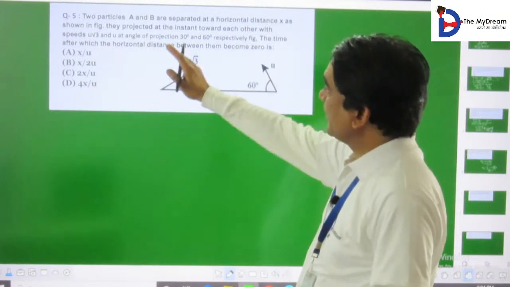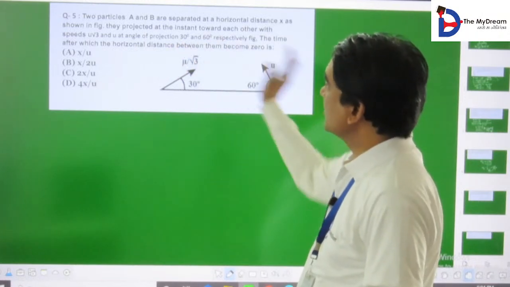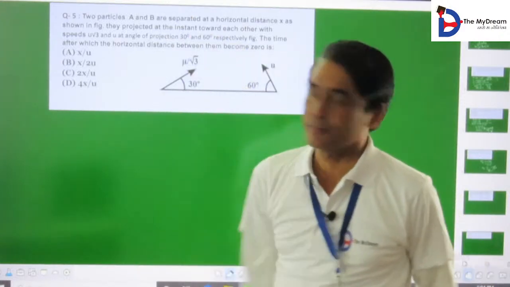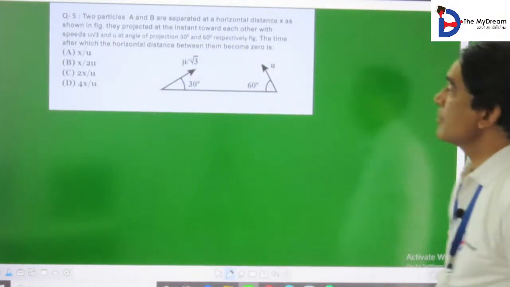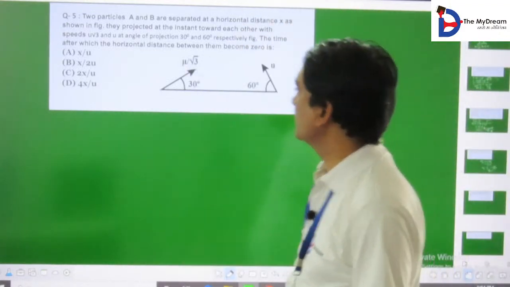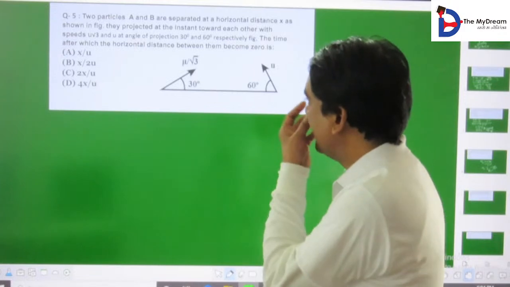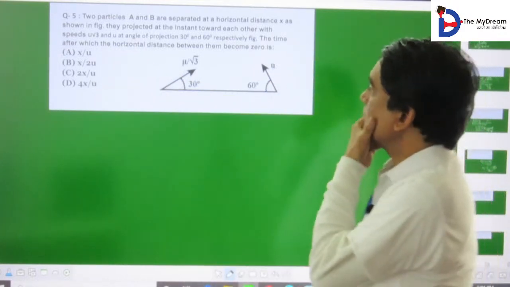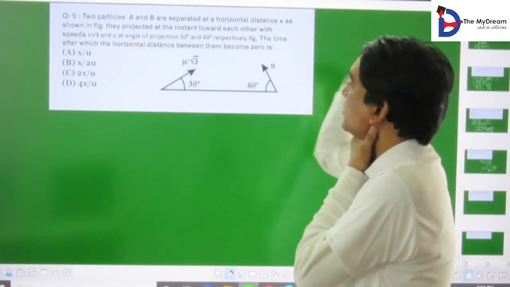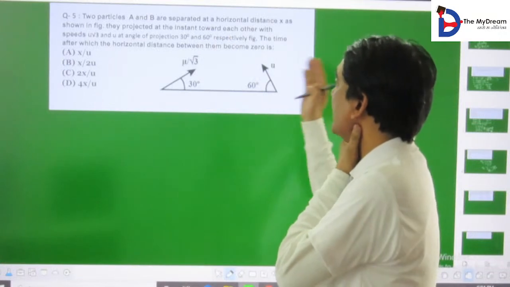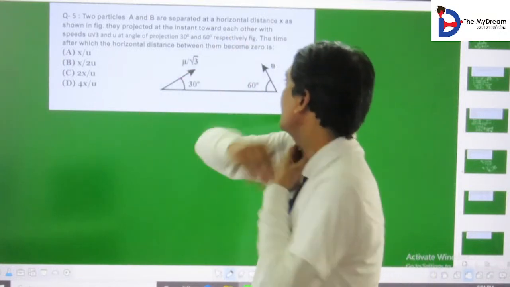They are projected at the same instant towards each other. This one is going this way, and this one is going this way. What is its speed? u/√3. And this is u√3, and this is u. One makes an angle of 30 degrees, whereas the other makes an angle of 60 degrees.